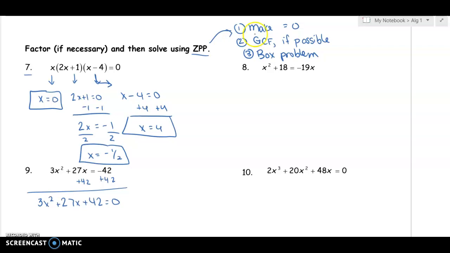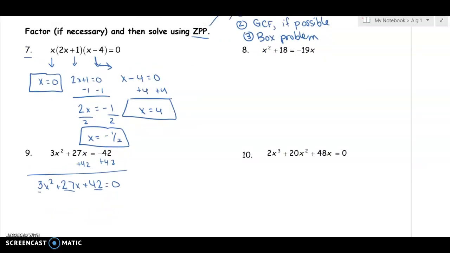All right, now GCF. They don't all have an x in common, but if you notice, they all are divisible by 3. 3, 27, and 42. We can divide those all by 3. That's our GCF, 3. All right, to figure out what goes in the parentheses, we divide by 3. You're going to get 3x squared divided by 3 is x squared. 27x divided by 3 is 9x. 42 divided by 3 is going to be 14. And then our final step is box problem.